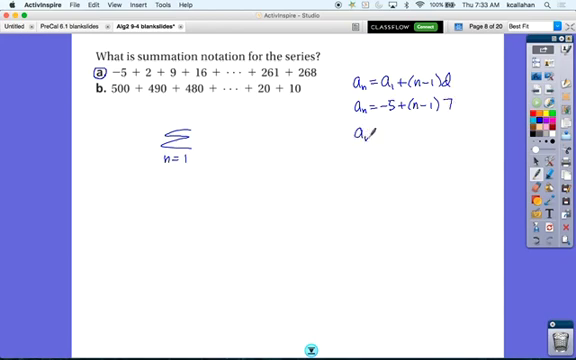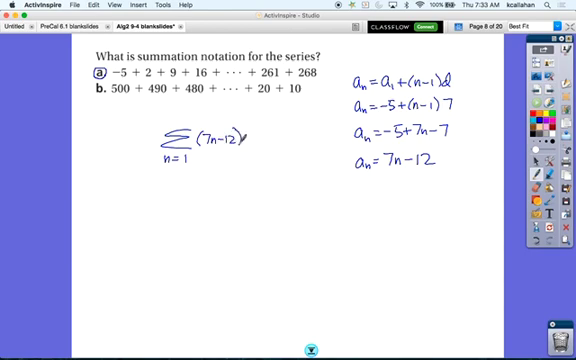I can simplify that. -5 plus 7n minus 7. So a_n equals 7n minus 12. Now I'm going to check it to make sure it works. If I plug in 1, I get 7 minus 12, which is -5. If I plug in 2, I get 7 times 2 is 14 minus 12, which is 2. So it looks like it works. Okay, so this is my formula here, 7n minus 12.